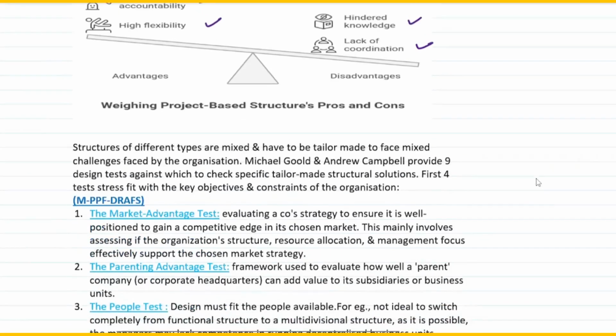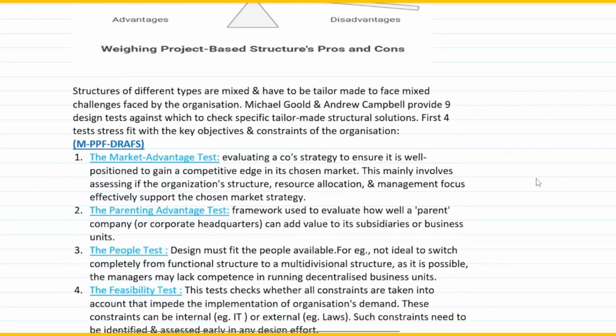Okay, now we come to the last part of the chapter, very important from the exam perspective, right?